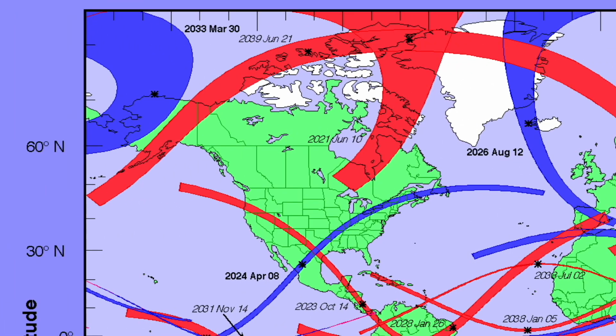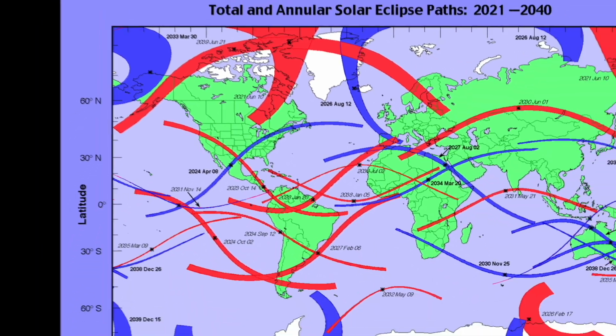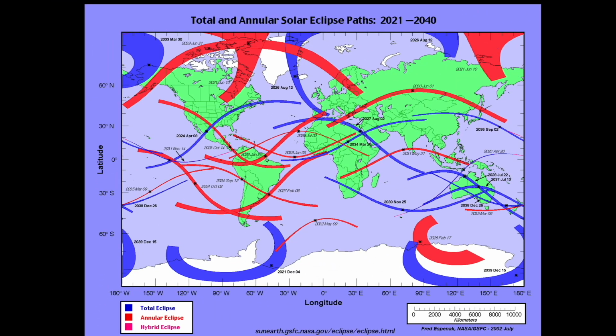Then we go back over to North America and we see, of course, in 2033, that's the one in Western Alaska. And again, the one on April 8th of 2024 coming up really soon. So there's a bunch that'll happen between 2021 and 2040, and all those previous maps were created by Fred Espenak at NASA, the Goddard Space Flight Center.